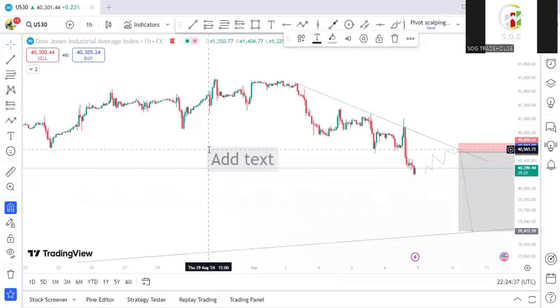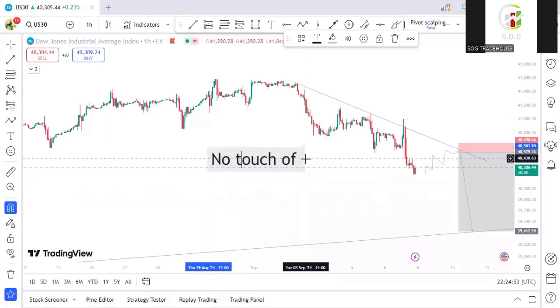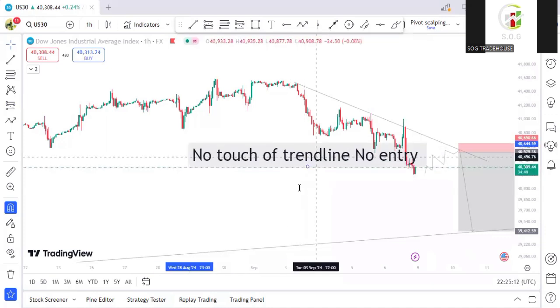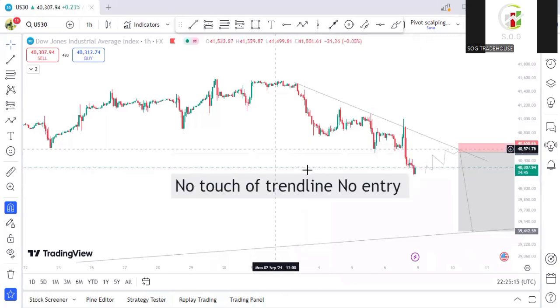Number one rule: no touch of trend line, no entry. So if you're trading, always have this at the back of your mind. There's no touch of trend line, no entry.